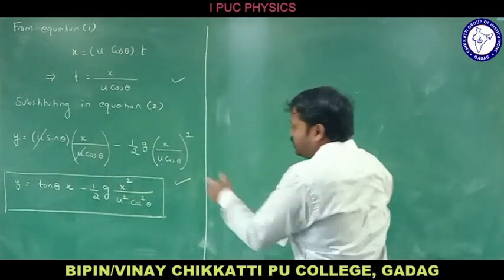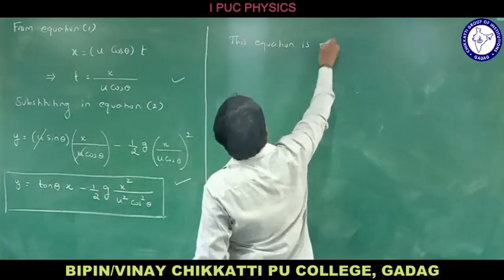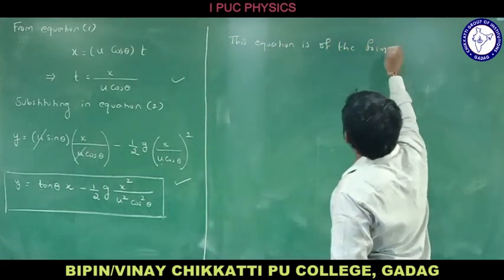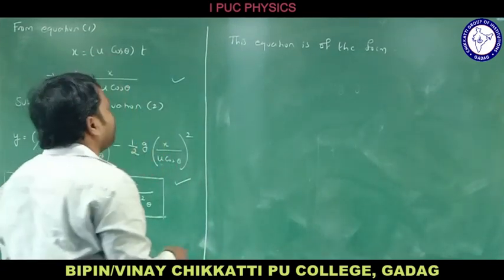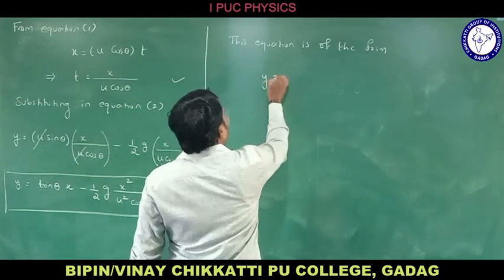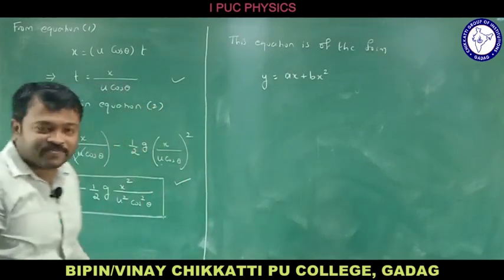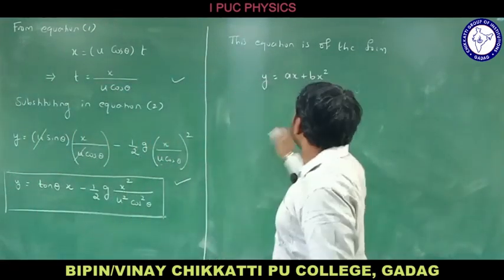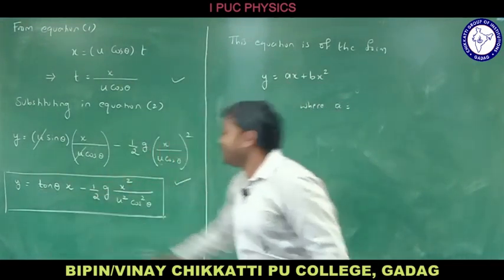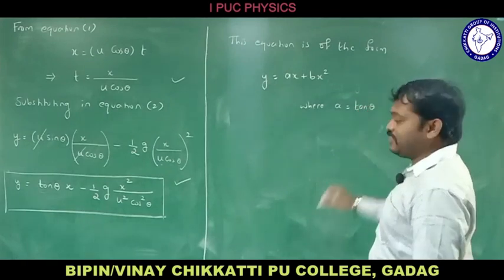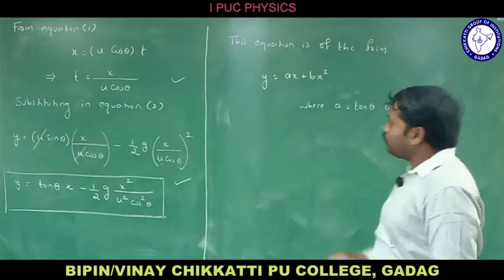To prove it a parabola, this equation is of the form. Let me write this equation in another form now. So what is that form? y is equal to ax plus bx square. Is it that form? Let us check it out. y is equal to ax plus bx square, where a is equal to, instead of a, what is there now here? Tan theta. Where a is equal to tan theta. Means in place of tan theta, shall I write a? Yes, a. And b is equal to, where is b?